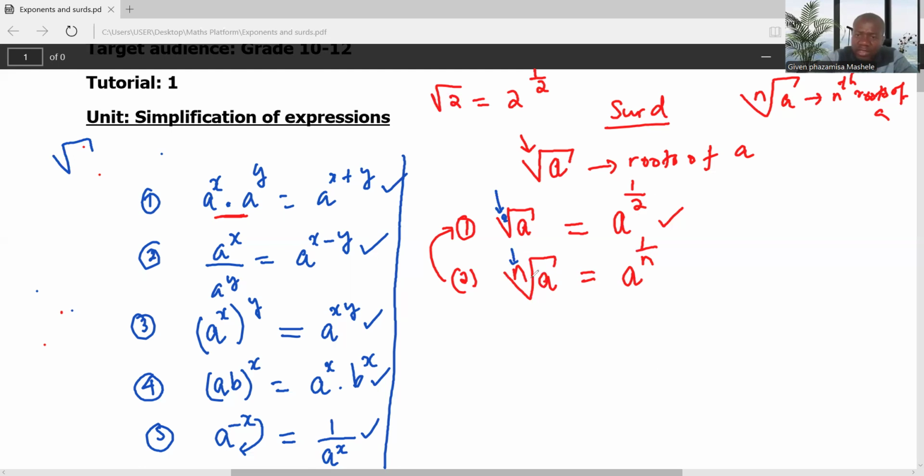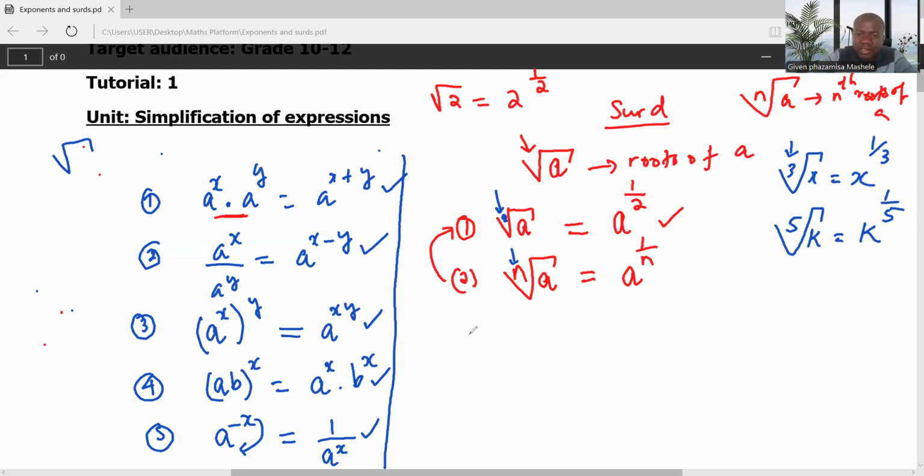But how about the nth root? The nth root will be a to the power 1 over n. For example, the cubic root of x will be x raised to the power 1 over 3. Why? Because the n is 3. The fifth root of k will be k to the exponent 1 over 5. This is according to this.